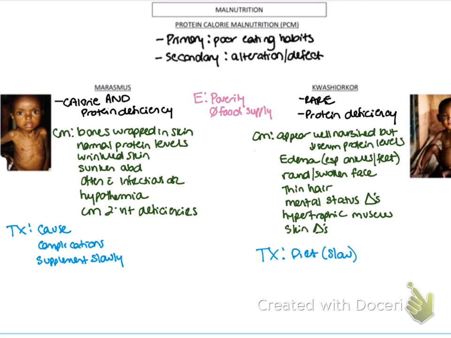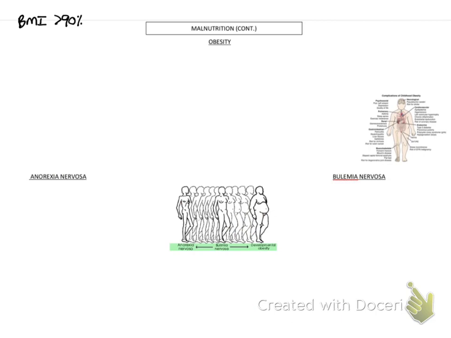All right, everyone good at that one? Okay. All right. So when we talk about things like obesity, anorexia, and bulimia, they are forms of malnutrition too. So, continuing on with that, we're going to talk about obesity. And obesity is greater than the 90th percentile. So your BMI. Does everyone know what BMI is? Body mass index. And you figure out your body mass index by kilograms divided by your height squared in centimeters.